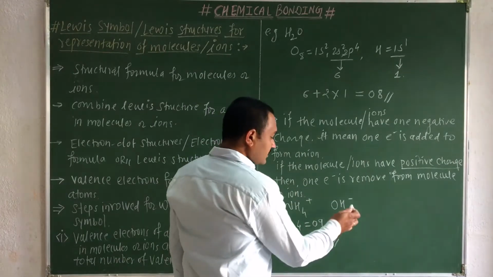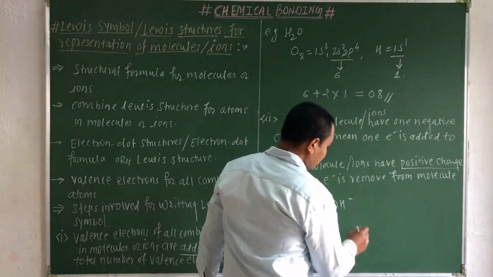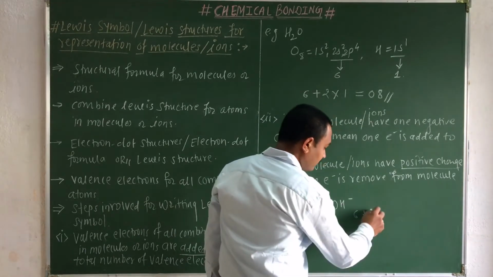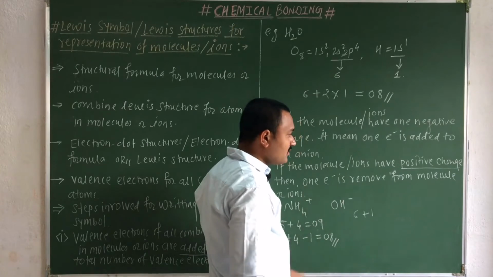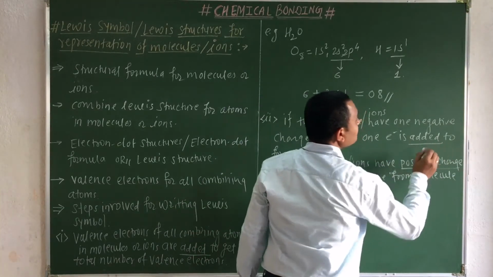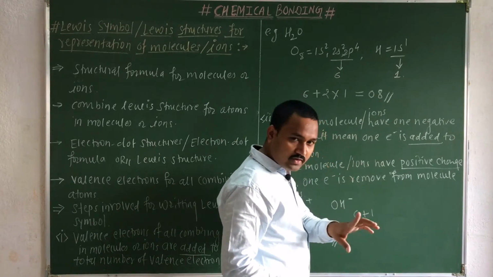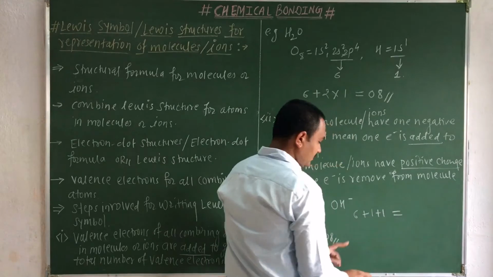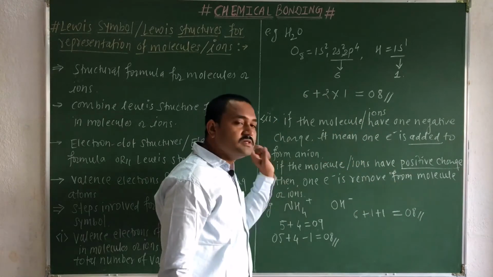Now let us consider the next example, OH-. Oxygen has 6 valence electrons, plus one hydrogen has 1 electron, and there is one negative charge on this ion. If there is a negative charge, one electron is added, one negative charge for one electron. So I am going to add one electron, and the total valence electrons will be equal to 8. So this is the meaning of this statement.